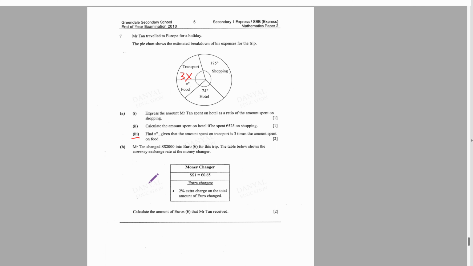In a way, one round is 360. These two already add up to 250, so 110 is 4x. What is x? But they say the amount spent on transport is 3 times. But that is x degree. So it is not.